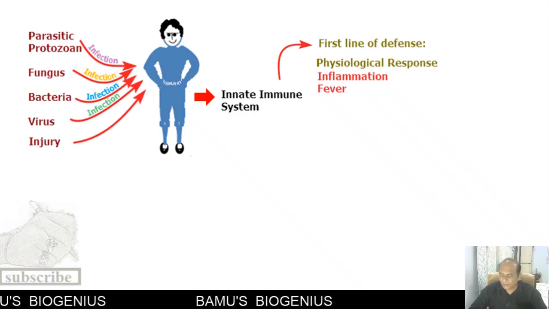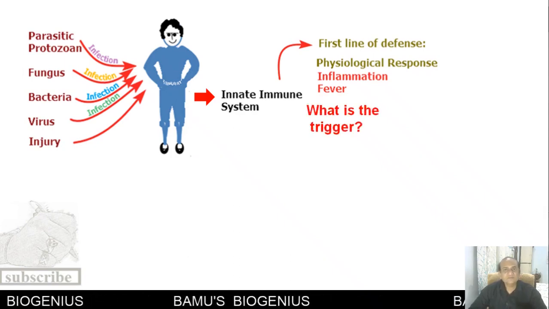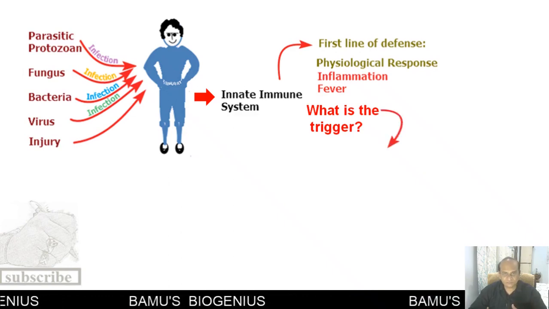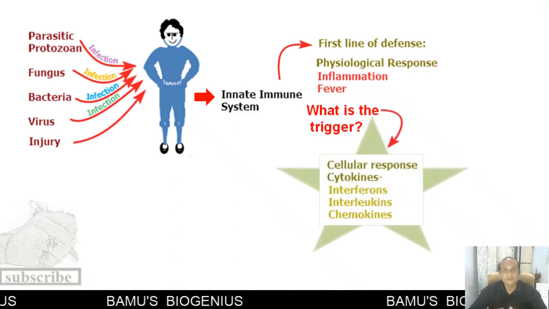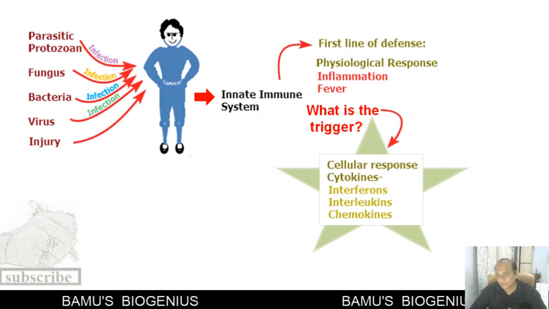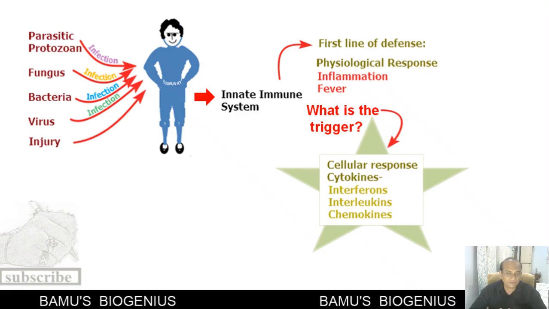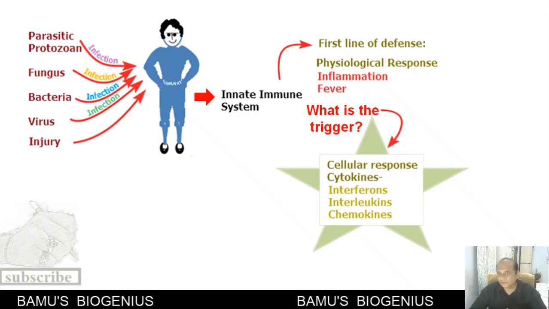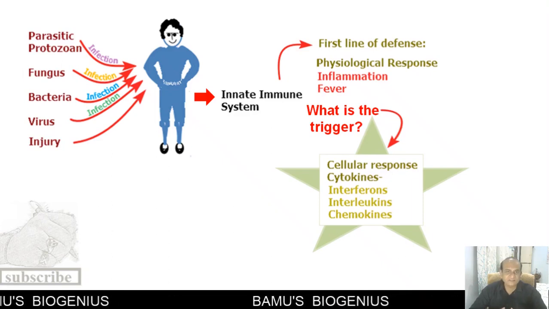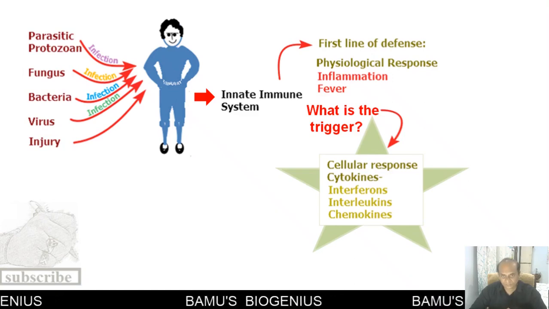Now, why is such a physiological response there? What is the trigger for it? And the answer is large scale secretion of cytokines. These cytokines may be interferons, interleukins, chemokines, lymphokines. All these different types of cytokines are secreted by the cells of the innate immune system, and that brings about that physiological response.